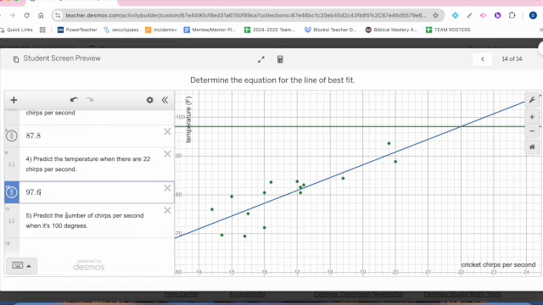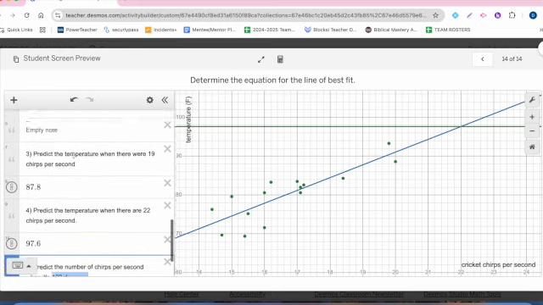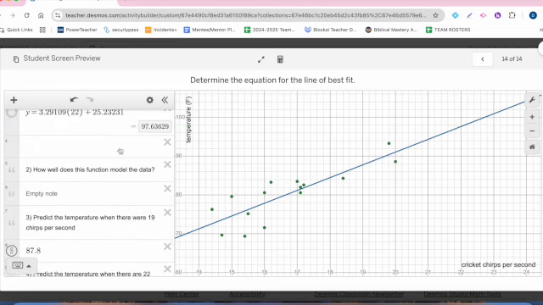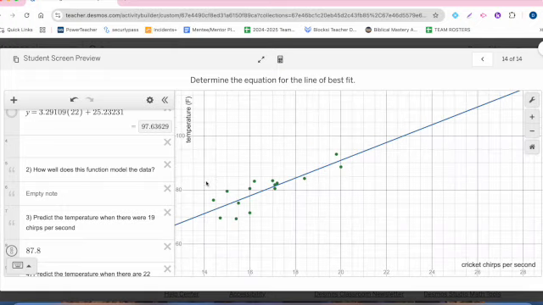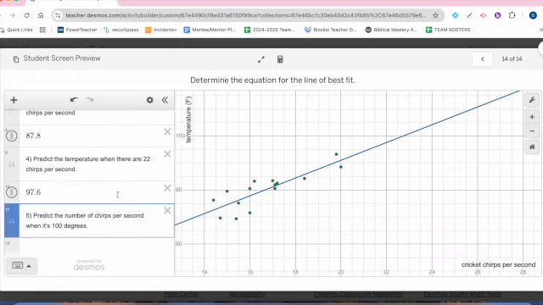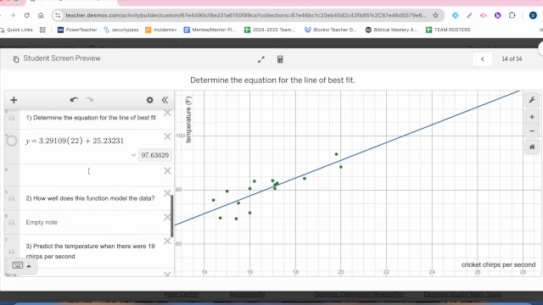Finally, predict the number of chirps per second when it's 100 degrees outside. Notice this time 100 is not the x value. It's not the number of chirps, but the temperature. That's the y value, right? So this time, we're not going to plug 100 in for x into the equation. We're going to plug it in for y.